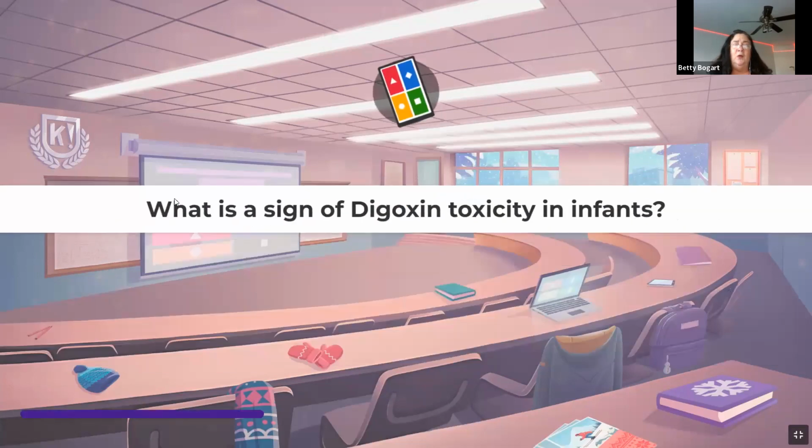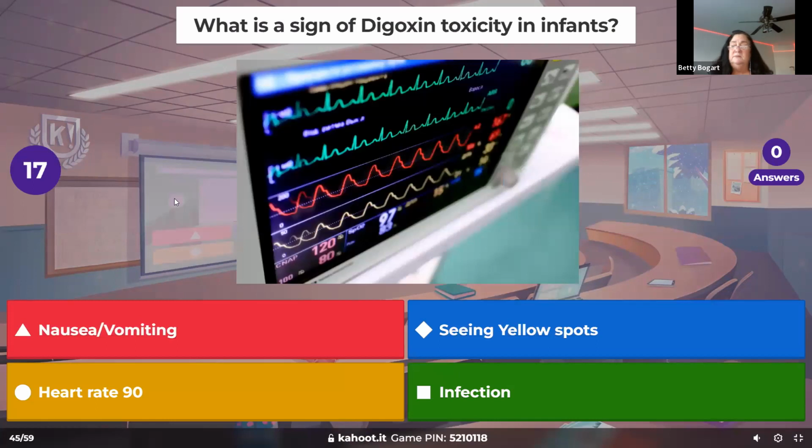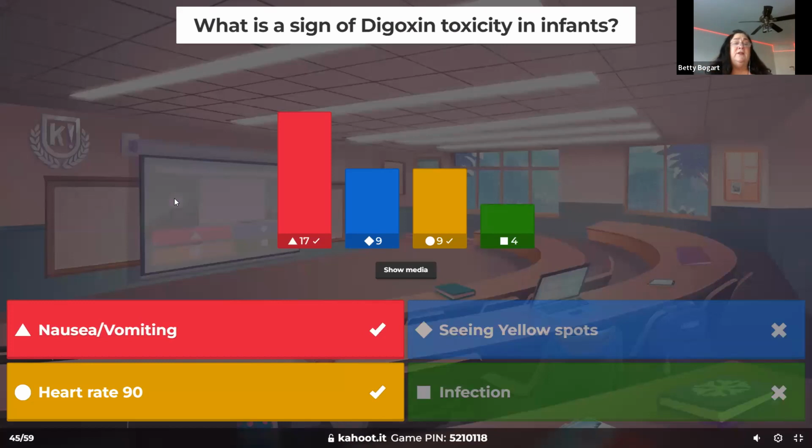Another multi-select. What is a sign of digoxin toxicity in infants? It's going to be nausea, vomiting, and it's going to be that lower heart rate. Tell me, how is an infant going to tell you they're seeing yellow spots? An adult would, not an infant. And digoxin toxicity has nothing to do with an infection.